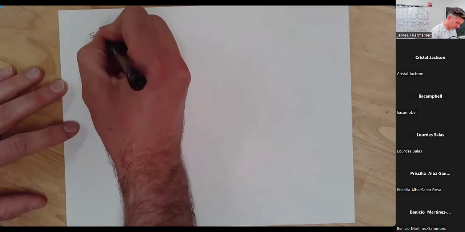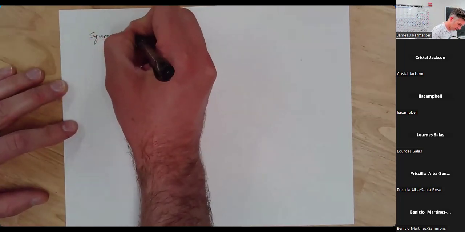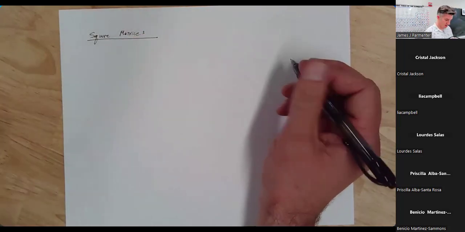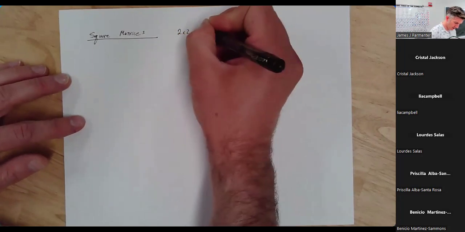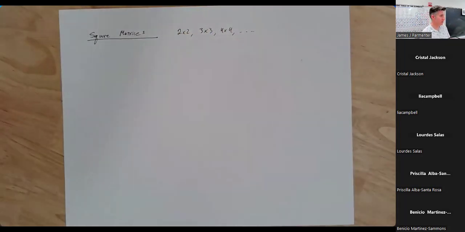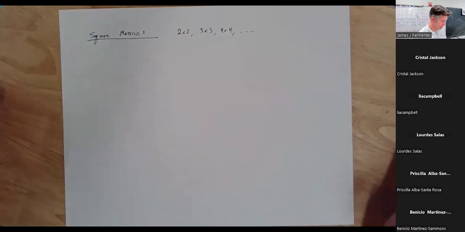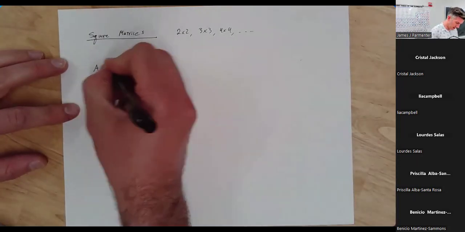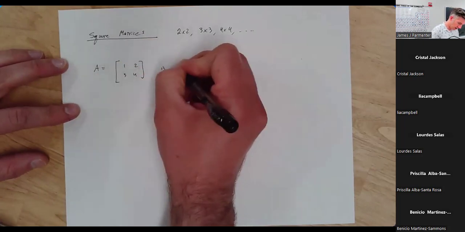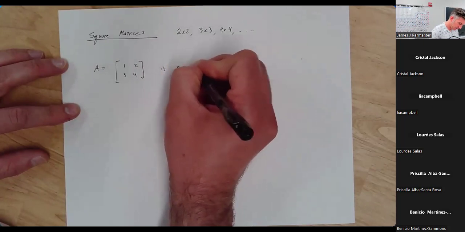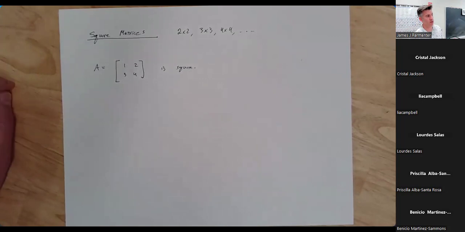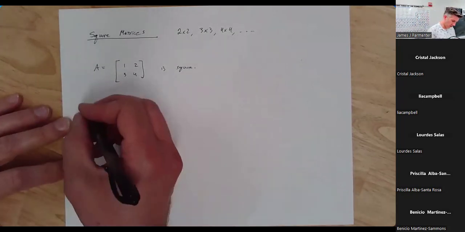First of all, square matrices. Square matrices have the same number of rows and columns, so 2 by 2, 3 by 3, 4 by 4, etc. Any matrix where the number of rows and columns are the same is a square matrix. For example, A equal to 1, 2, 3, 4 is square. And there are some special square matrices that I want to mention, specifically the following ones.